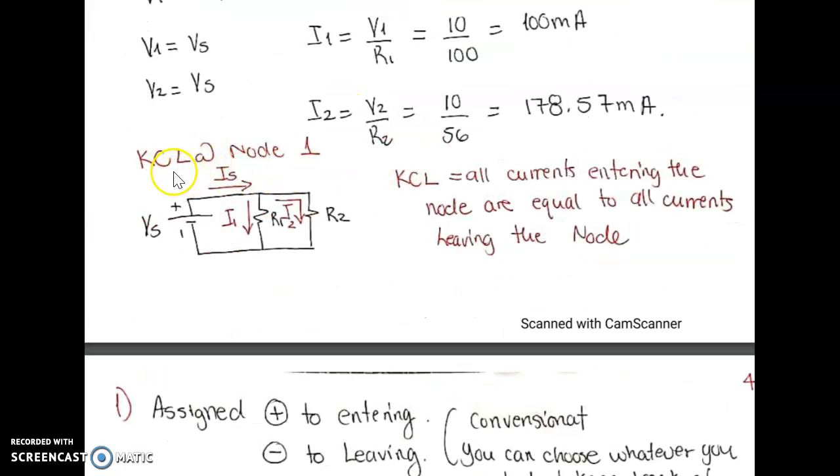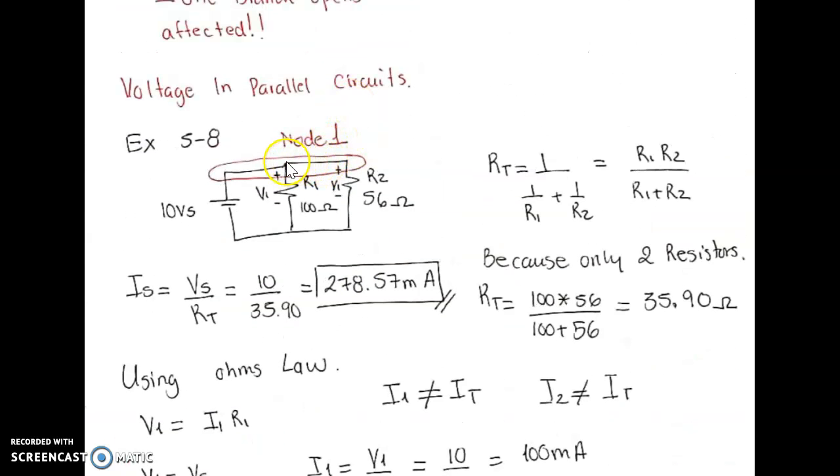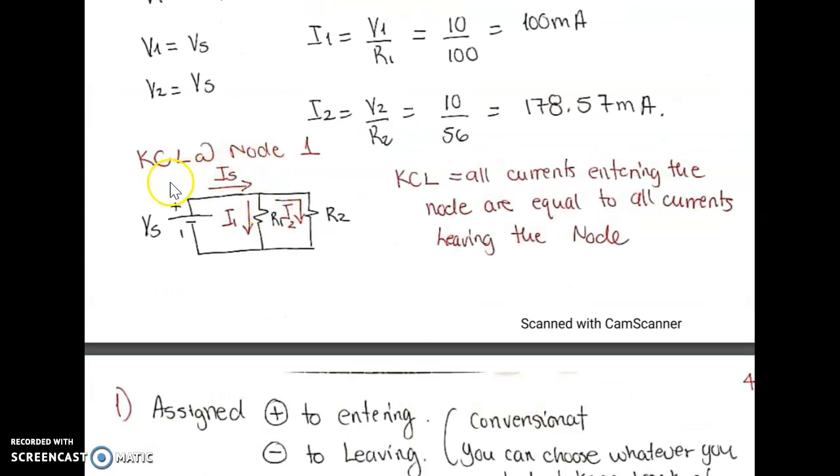And then we're going to do KCL at node 1. So let's identify node 1 here. This is a node because we have several components connected to it. We have the source connected to it, we have R1 connected to it, and we have R2. So a node is something that has two or more components connected to it. So let's do KCL, which is Kirchhoff's current law, at node 1. So let's draw the currents.